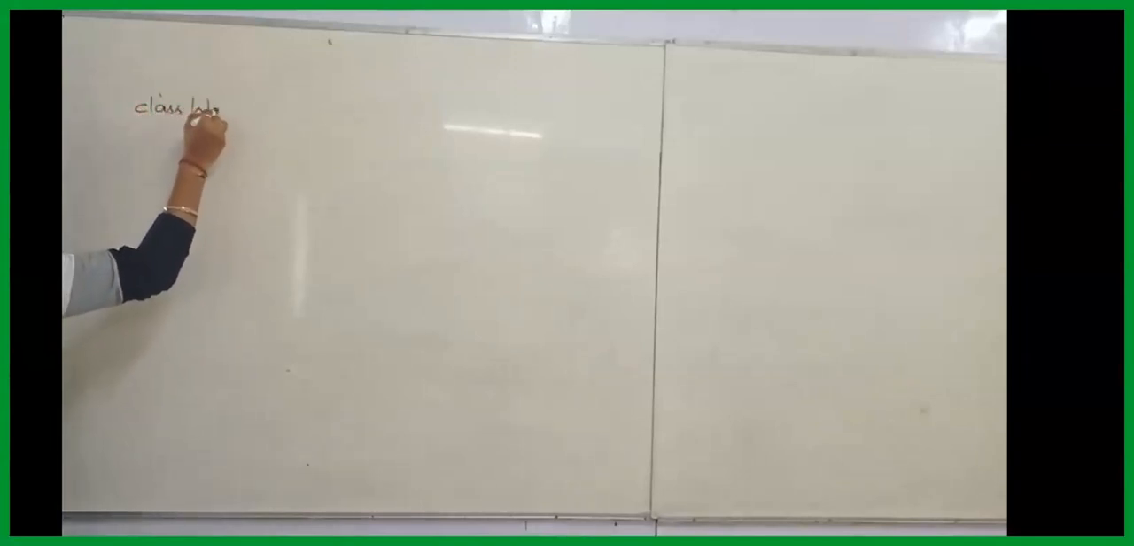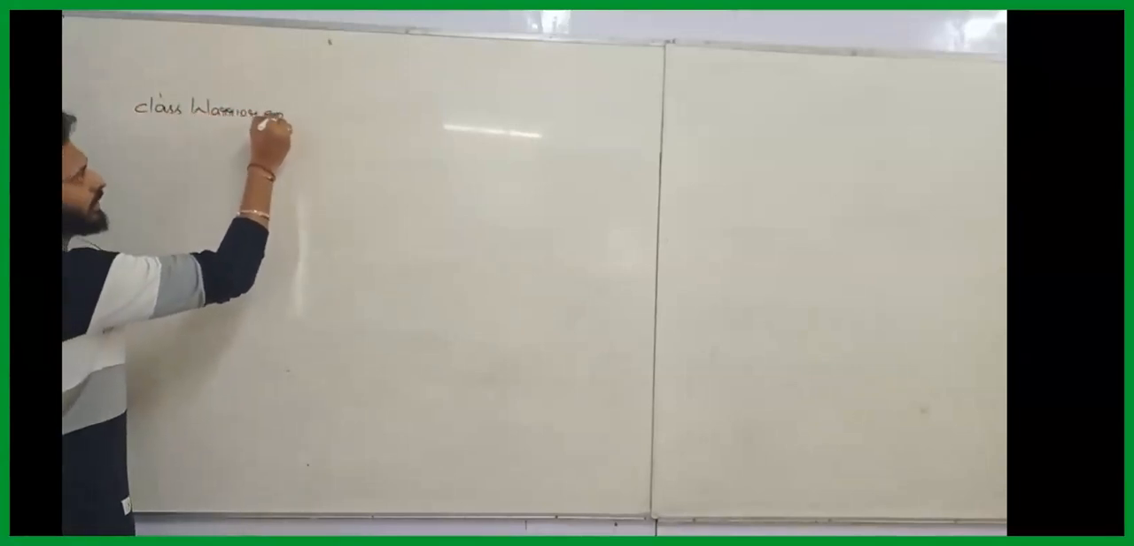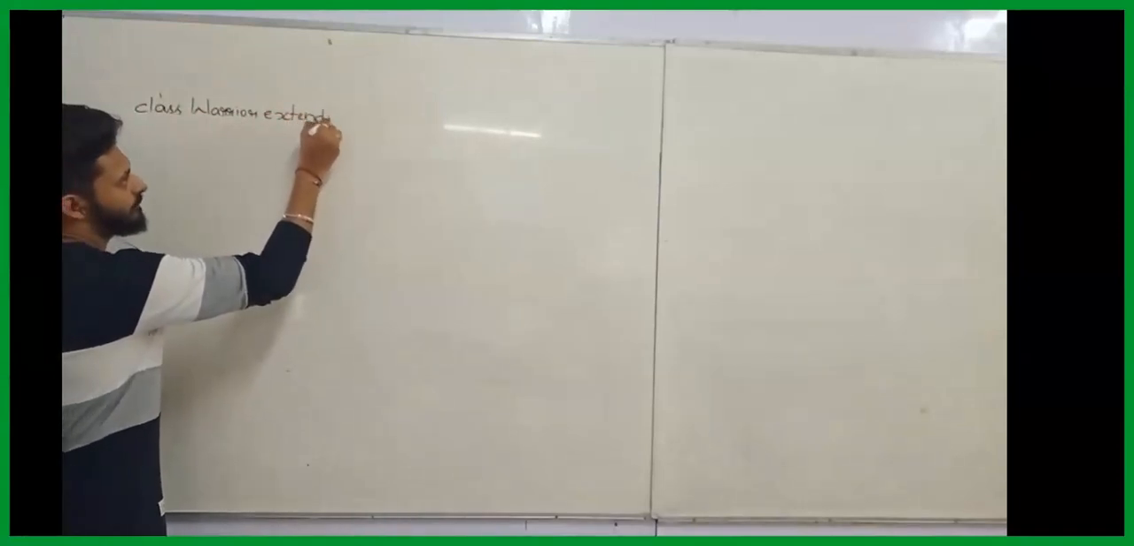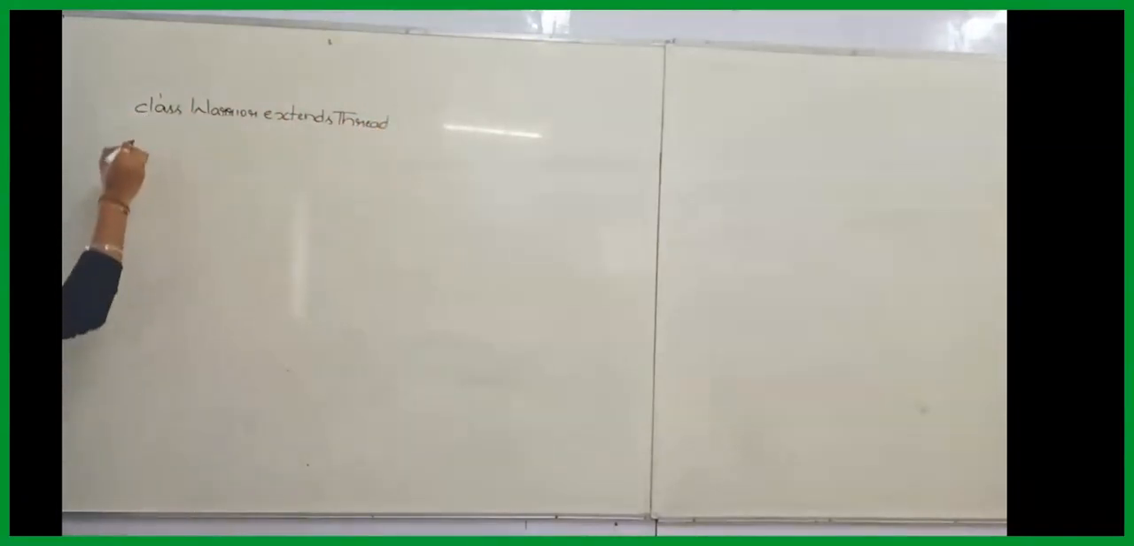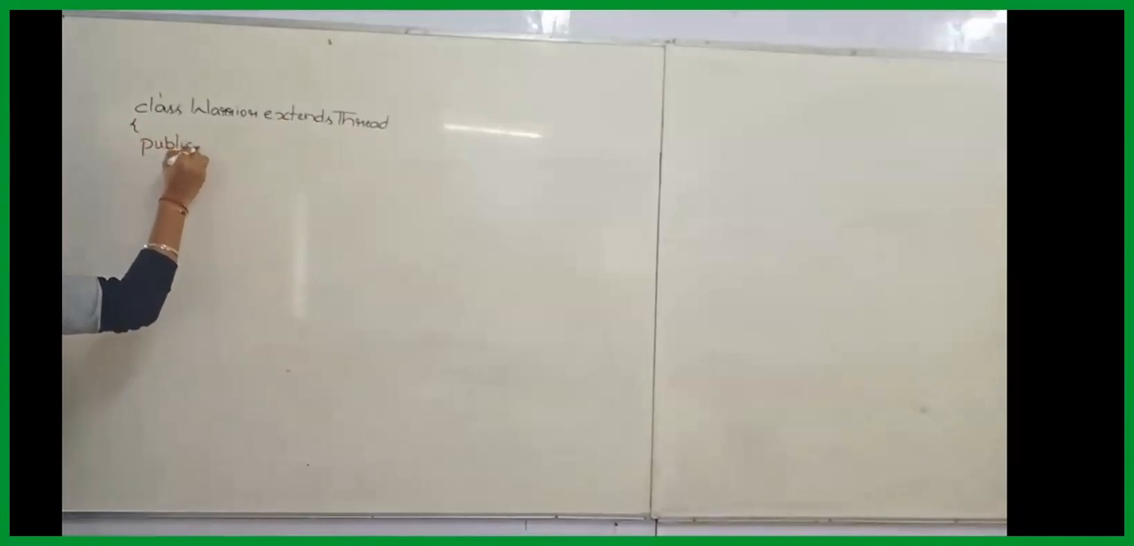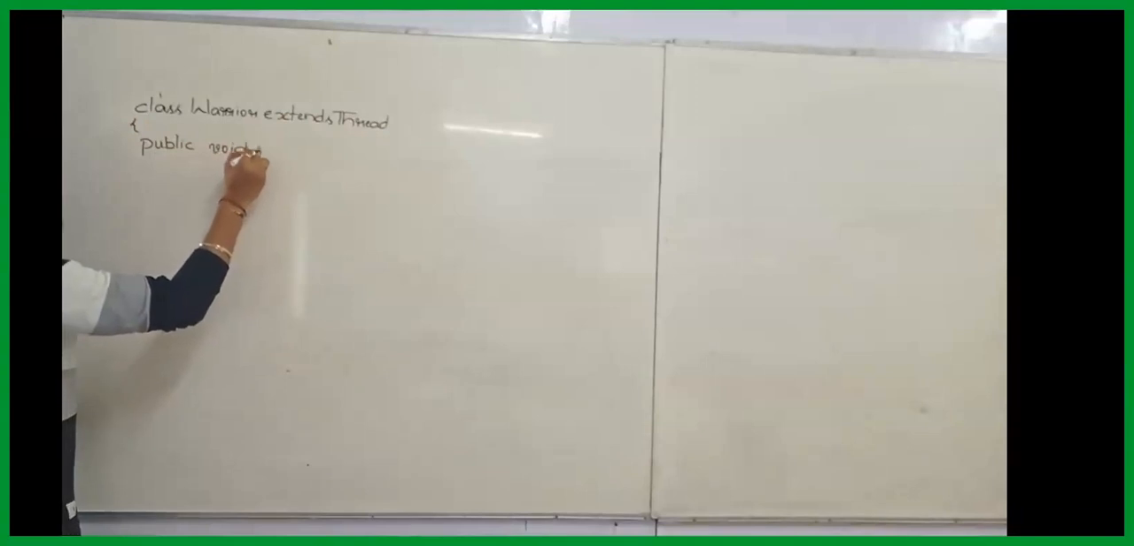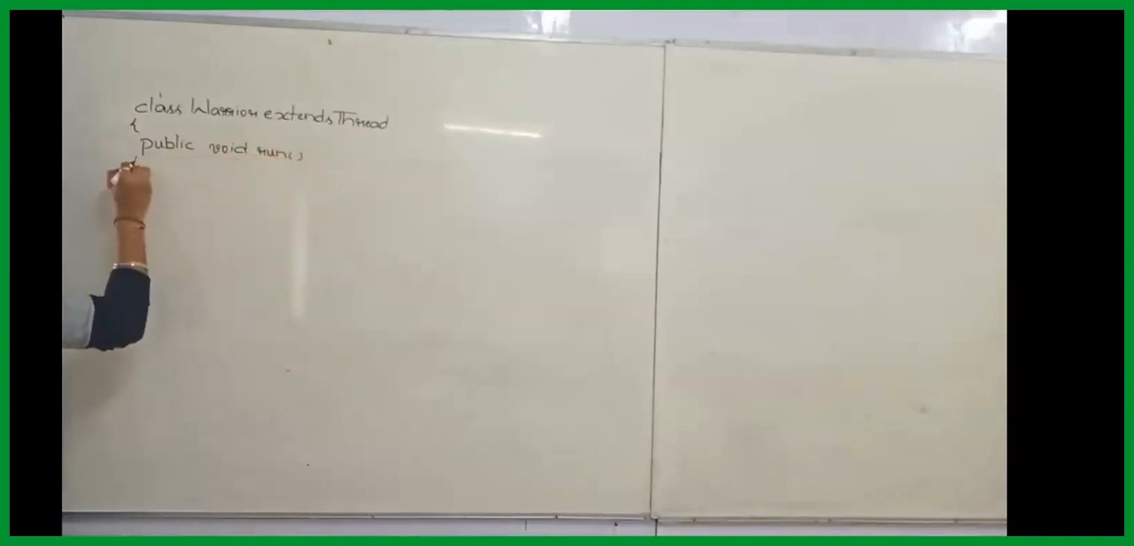Assume that I'll consider one class, which I will call Warrior. Rama and Ravana are the warriors I am considering. It extends Thread. Inside this, what should I write? Here, public void run method I'll write.